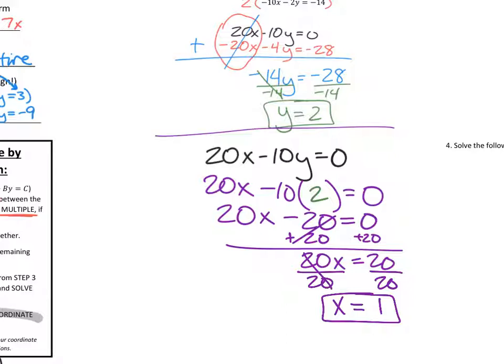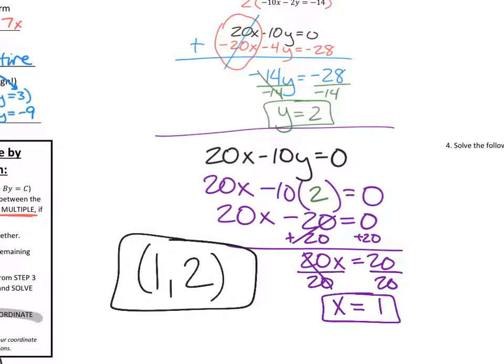So what's my final coordinate here? 1, comma 2 is my coordinate of the solution. If this were a graphing systems equation, this would be the coordinate where they meet. If it were something where we were checking the work, we'd plug those two things in and see if it comes out to a true statement.